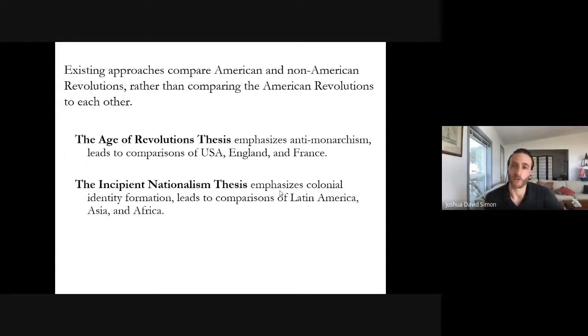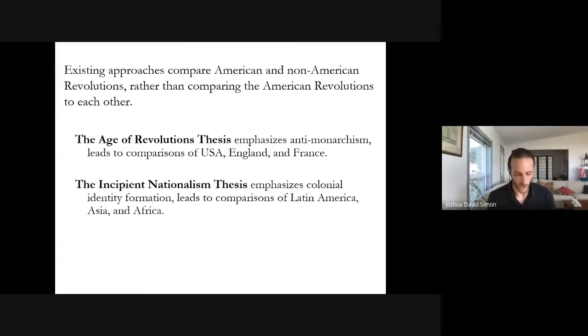And though they occurred at around the same time, the Spanish American independence movements have rarely been considered important events in the Age of Revolutions. Instead, they've been viewed as expressions of an early or incipient nationalism, a sense of separate American identity, which formed gradually over the course of the colonial period and crystallized in the first decades of the 19th century.